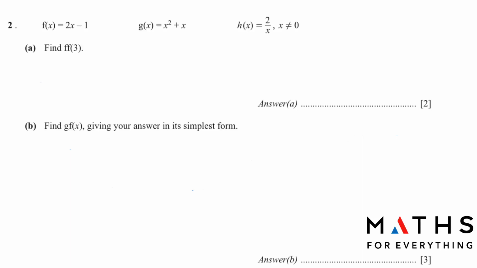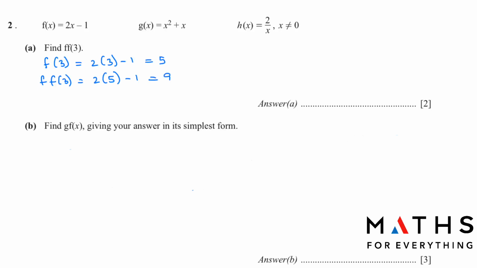Question number 2. We have f of x, g of x, and h of x. A, find f of f of 3. So we are going to first substitute 3 in f of x. That will give us 2 multiplied by 3 minus 1, which is 5. Then we have the f function again. So we are going to write this again, but in place of x, we are going to substitute 5.